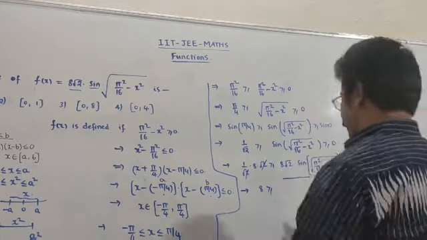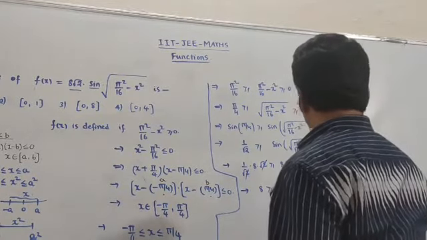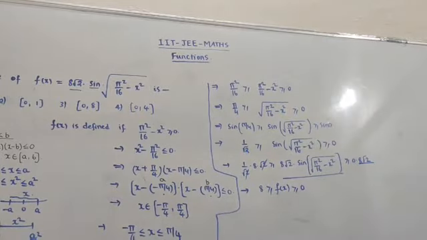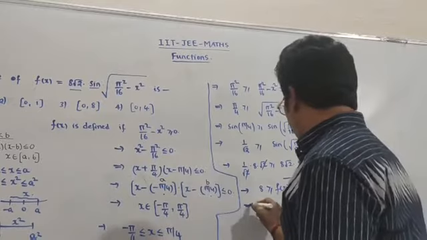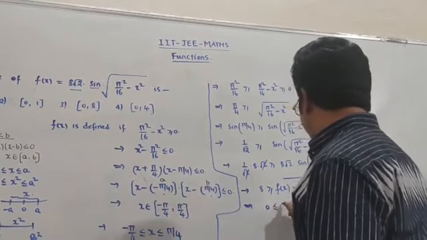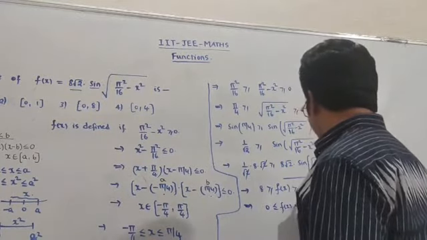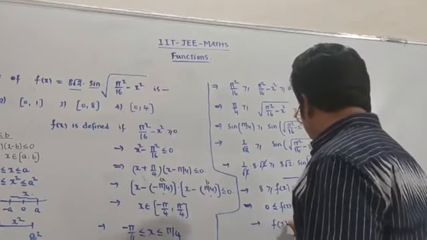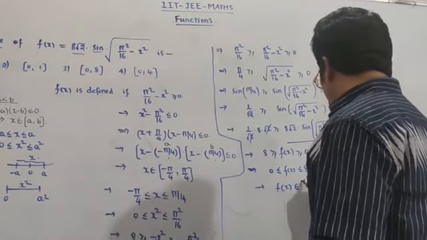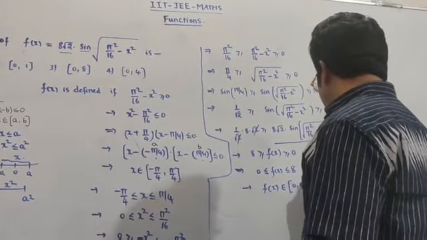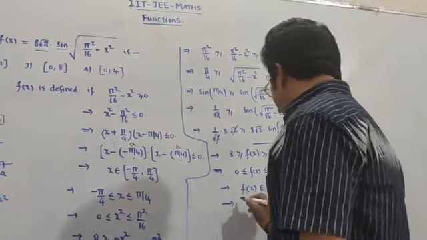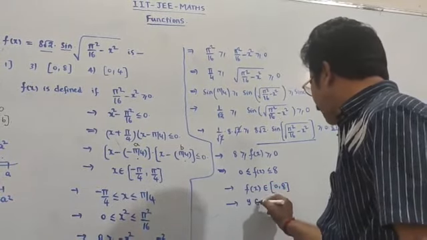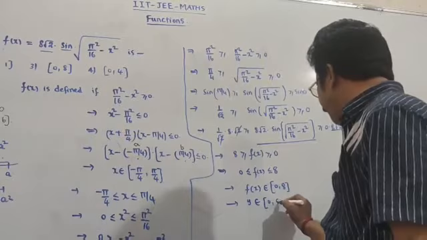It is f of x greater than or equal to 0, since 0 into any finite value is 0. So what does it mean? 0 is less than or equal to f of x less than or equal to 8. Therefore f of x belongs to the closed interval 0 comma 8. f of x means the y value, because y is equal to f of x. So y belongs to the closed interval 0 comma 8.